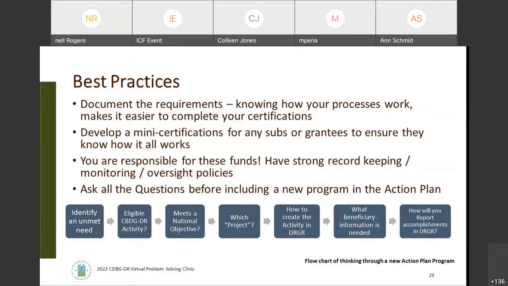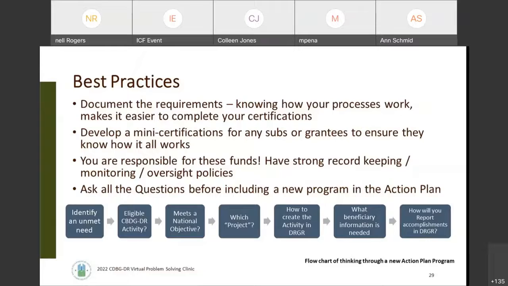And then lastly, I just wanted to talk a little bit about thinking a program through all the way from start to finish. So while not everyone on this call is going to be responsible for entering performance metrics in the DRGR reporting system, it's really helpful as someone who is planning your CDBG-DR programming for your action plan to sit down with a DRGR specialist or a DRGR manual and see how specific activity types do report out. Because if you can go sort of backwards from this is how I would report to HUD my accomplishment, to what beneficiary information is needed for that reporting, to what eligible activity am I selecting in DRGR, to which big bucket project does this fit out of my budget, to does it meet a national objective, is it an eligible activity, and have I met an unmet need?